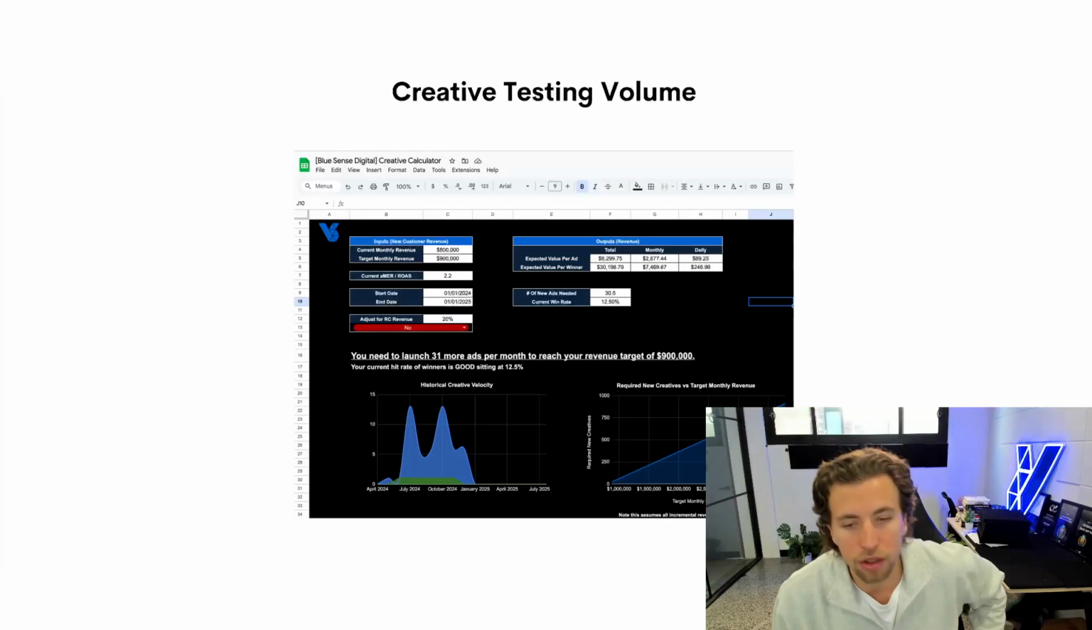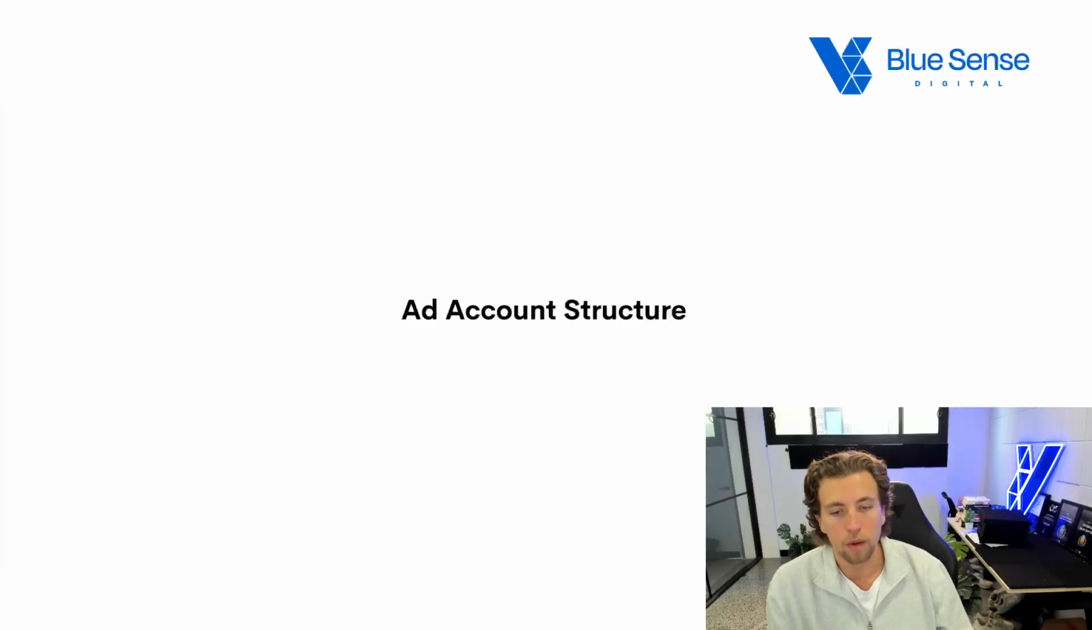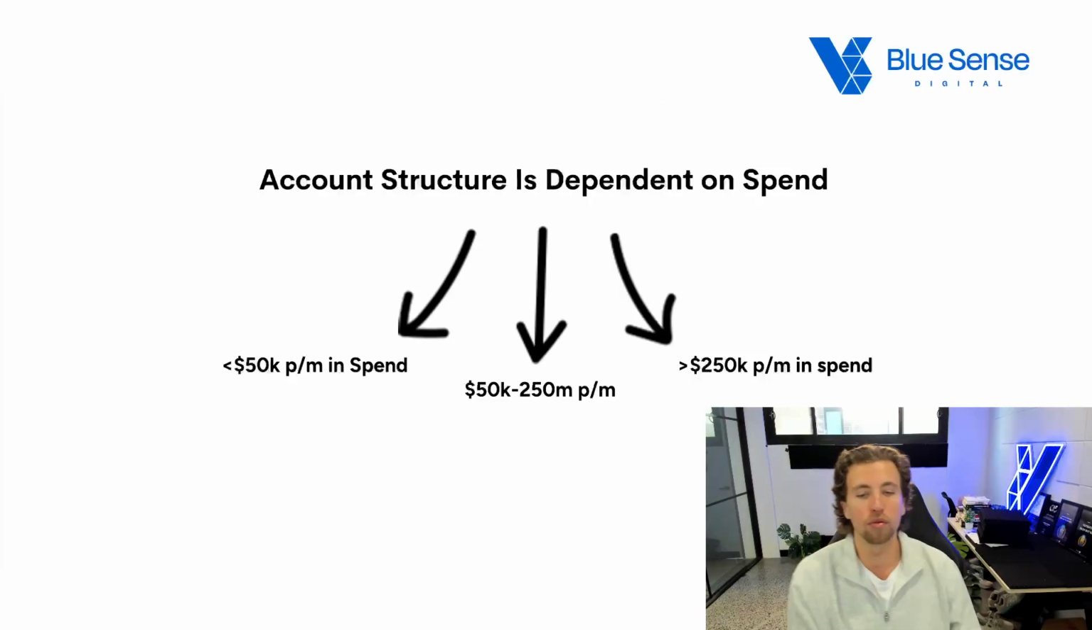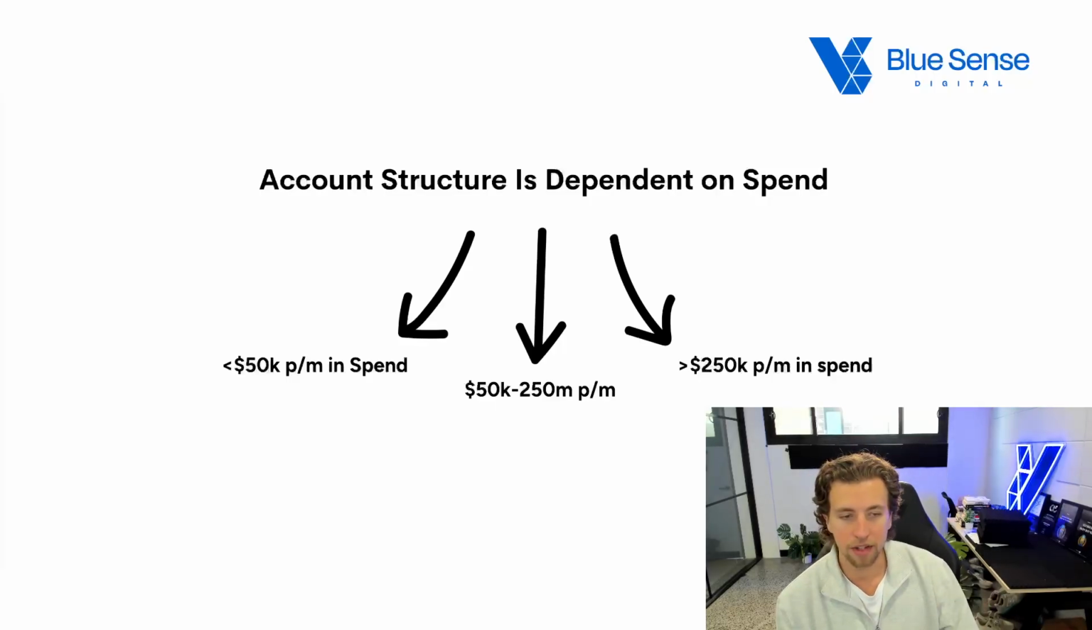The first note is creative testing volume. Now, we actually have a full calculator on how you can predict how much creative volume you need. We'll put that in the description below. What about ad account structure? There are 3 different structures that you should be approaching with based on your ad spend. If you're under 50K a month in ad spend, you have a different structure to if you're 50 to 250 and 250 plus. And so your structure should actually evolve over time as you continue to scale.